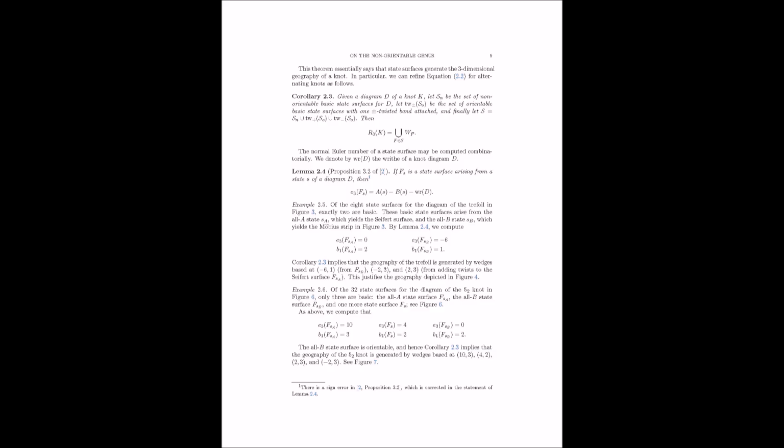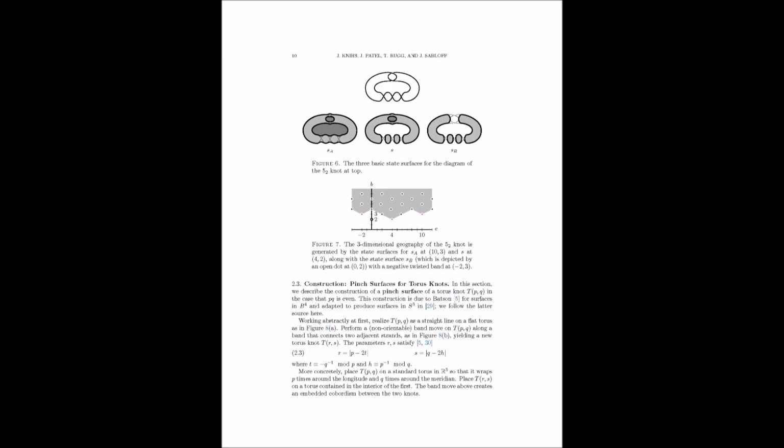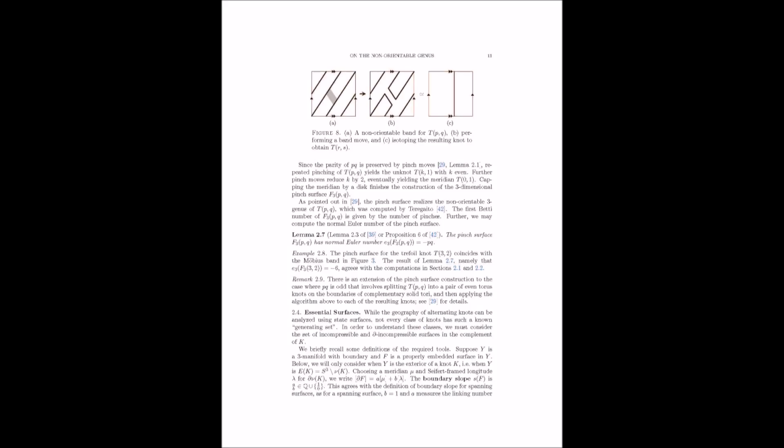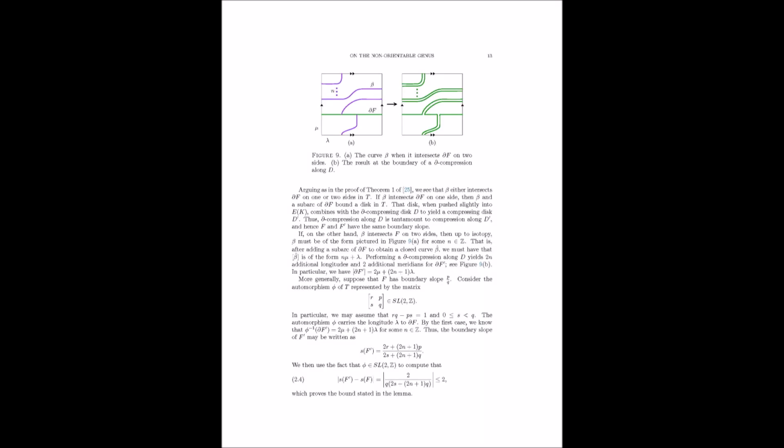And they even give a formula to calculate the Euler number directly from the state. Lemma 2.4 says, e(F_S) equals a(S) minus b(S) minus the writhe of D, where w(D) is the writhe of the diagram. It's just a counting game. For a given state S, count the number of A resolutions, subtract the number of B resolutions, and then subtract the writhe of the original diagram. That number pops out, and it's your Euler number.